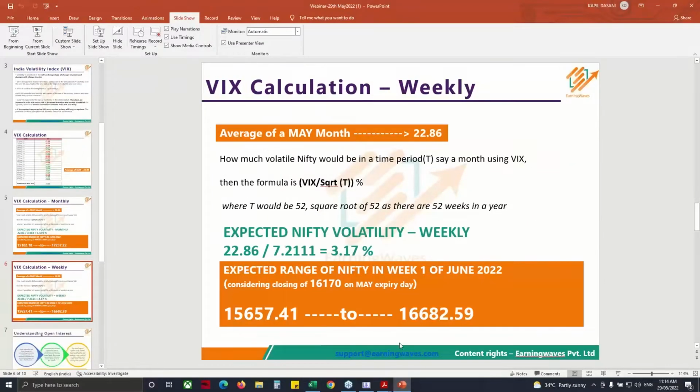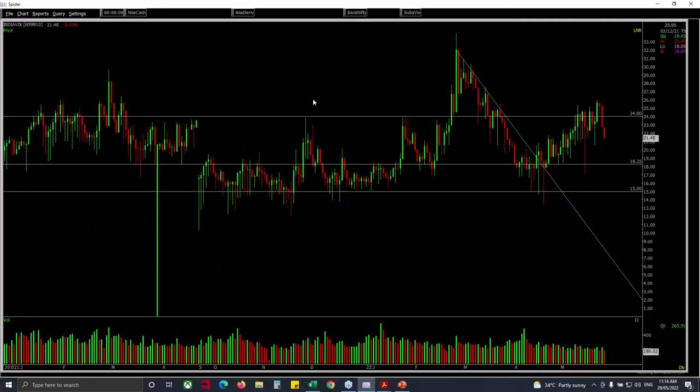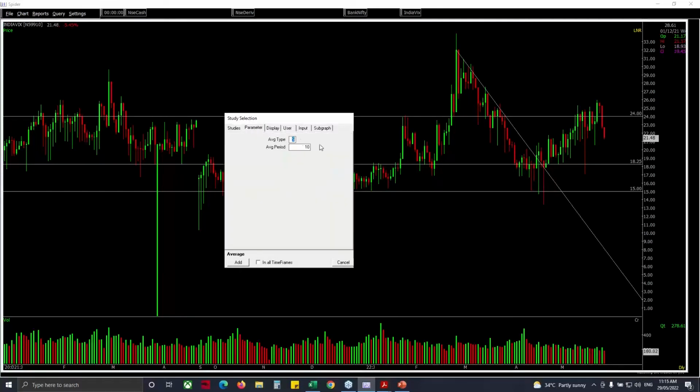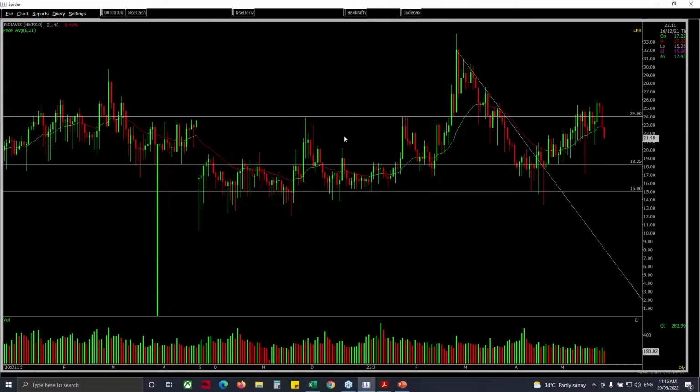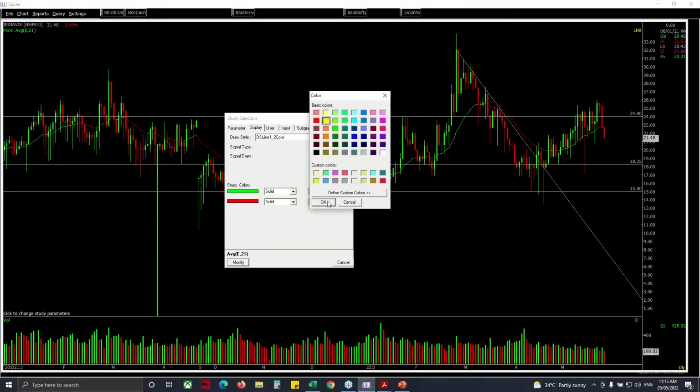Before going further, let me get back to the charts of VIX and give a hack to all my participants. Whenever you are looking at the chart of volatility VIX, try to add a study of average, with parameter exponential 21. We will get an exponential moving average of 21.